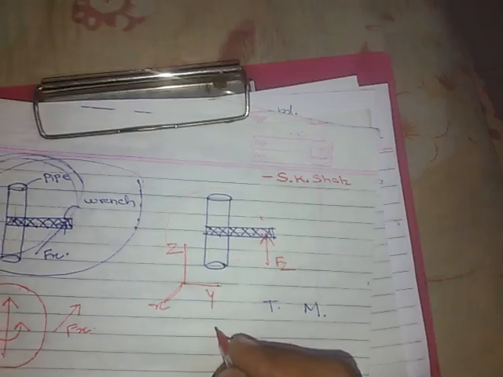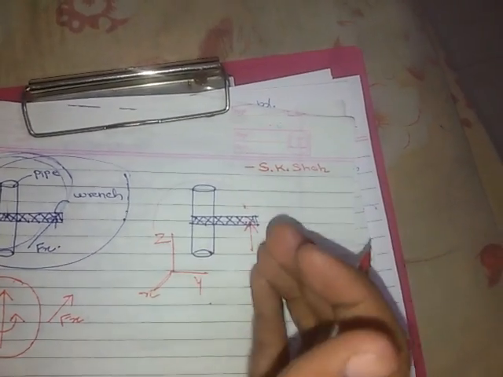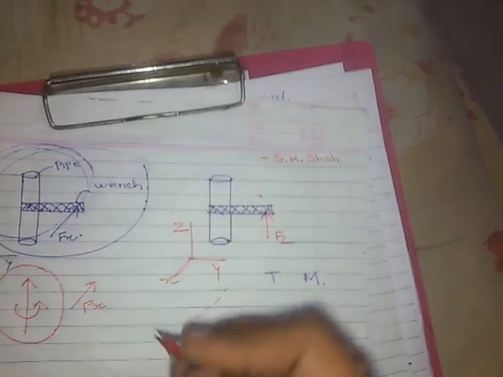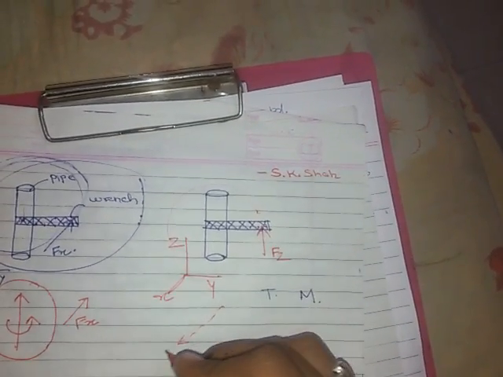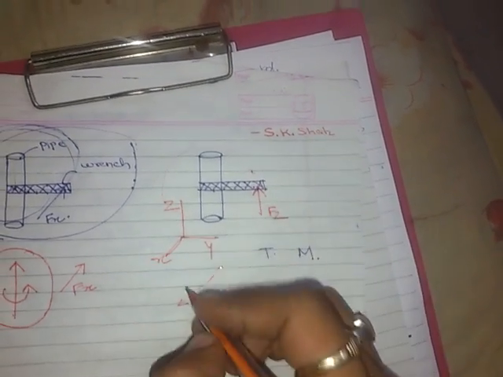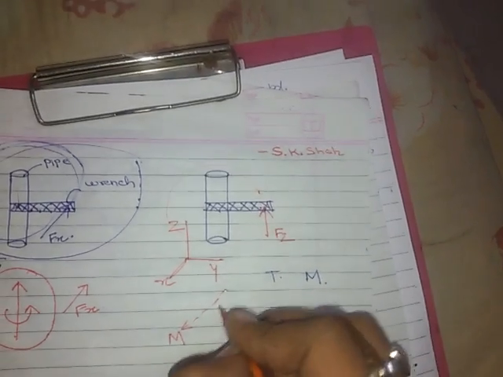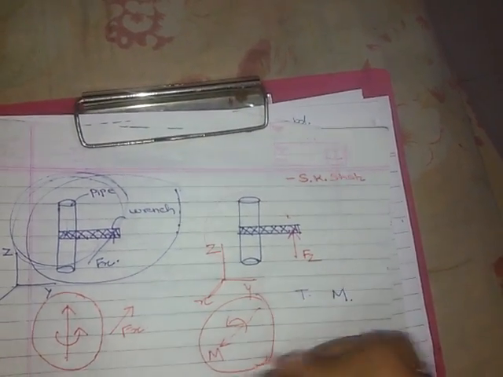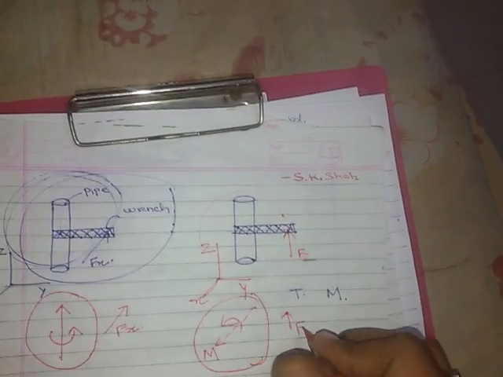So I can say that by right hand thumb rule, the moment vector would be coming outside along the x-axis, and this would be the sense for force f of z.